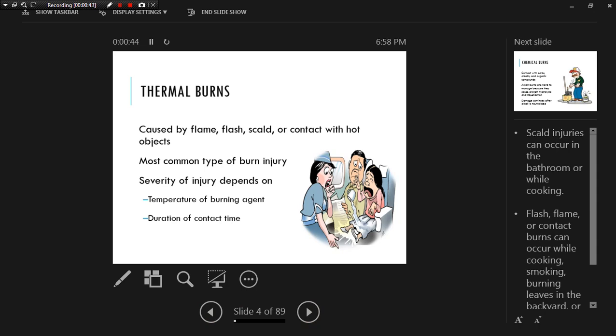Thermal burns are the most common type of burn injury, and they're either caused by flames, flashes of hot water or hot substances, scalds, or contact with hot objects like a stove. The severity of a thermal injury is going to depend on the temperature of the burning agent or the duration of time that contact has been made.